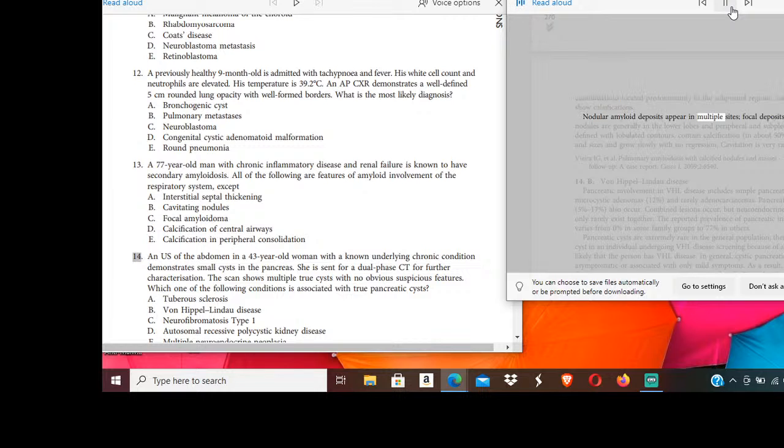Nodular amyloid deposits appear in multiple sites. Focal deposits are less common. Amyloid nodules are generally in the lower lobes and peripheral and subpleural areas. They are sharply defined with lobulated contours, contain calcification in about 50%, are of multiple shapes and sizes and grow slowly with no regression.